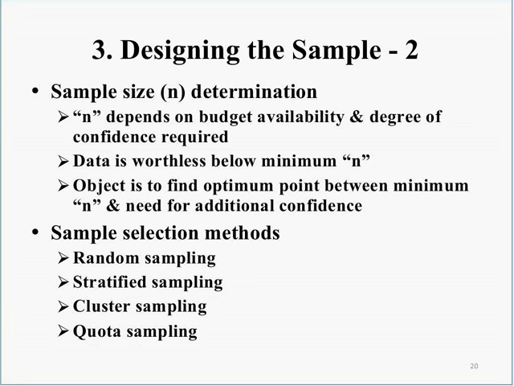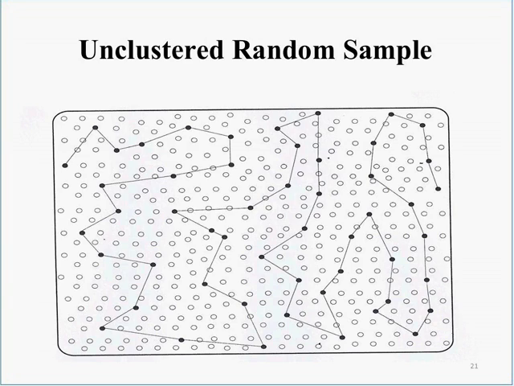And that takes us to the last item on slide 19, which is the sample selection methods. And we've talked about some of this before, the random sampling, stratified sampling, cluster sampling, and quota sampling. And I've got a couple of examples here. On slide 20, we'll talk about unclustered random samples, and on 21, we'll talk about clustered random samples.